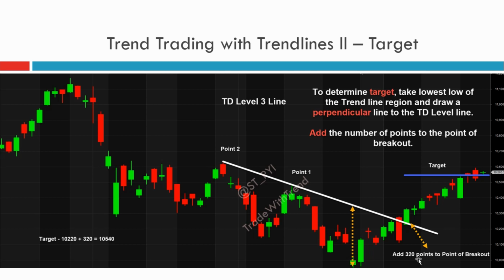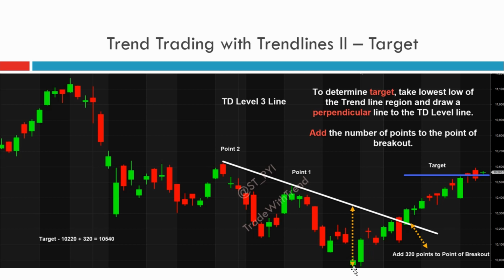We measure this distance in points or in percentage. That's up to you. I usually do it in points. So this is about 320 points from this low to the point at which it touches the trend line. Now once we get this, you have to add this number of points to the point of contact. I'll just repeat again.